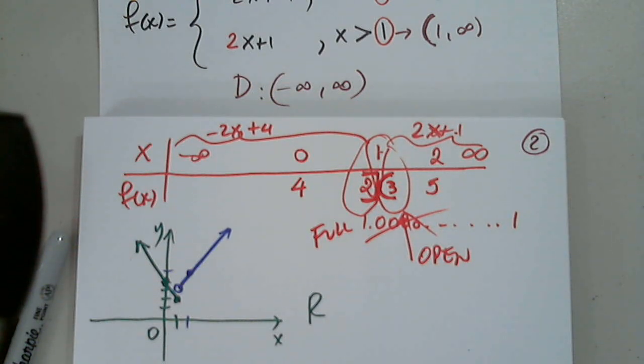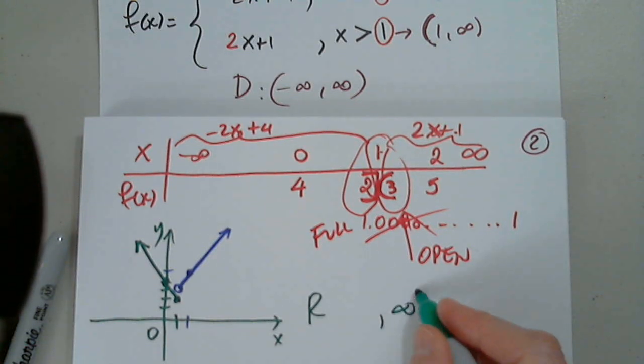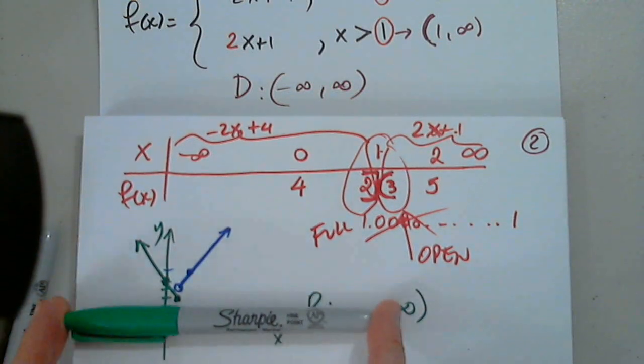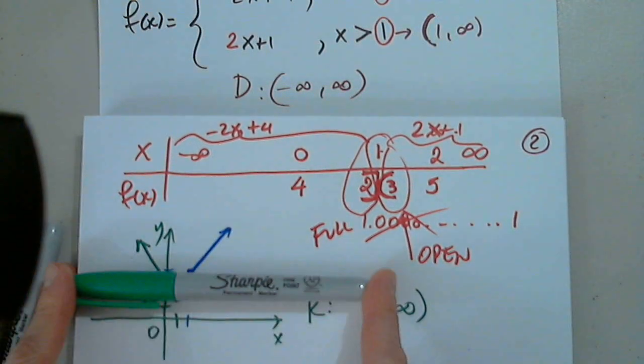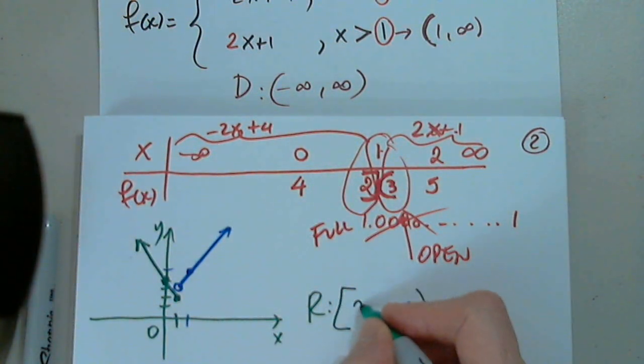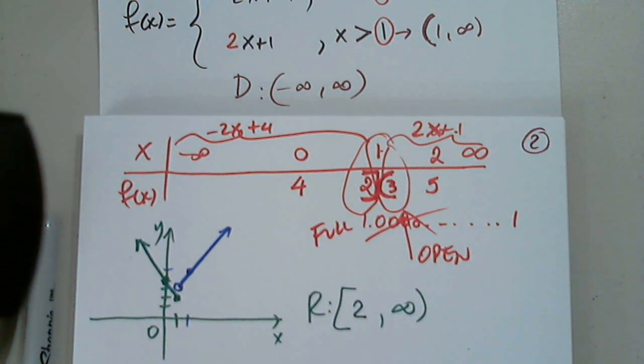Is it 1 point positive infinity? So the positive infinity is good, but where does it start? Yes, remember? Thank you, Brianna. So it starts at 2 with the bracket. Excellent. Thank you.